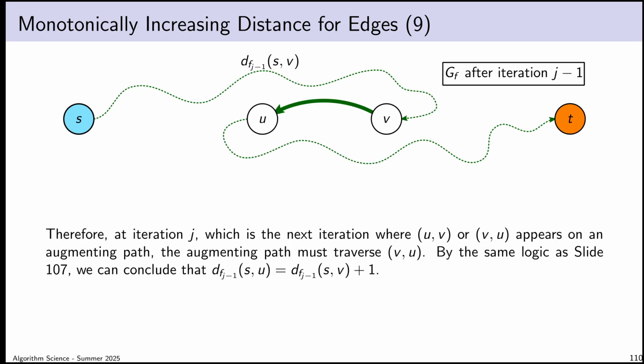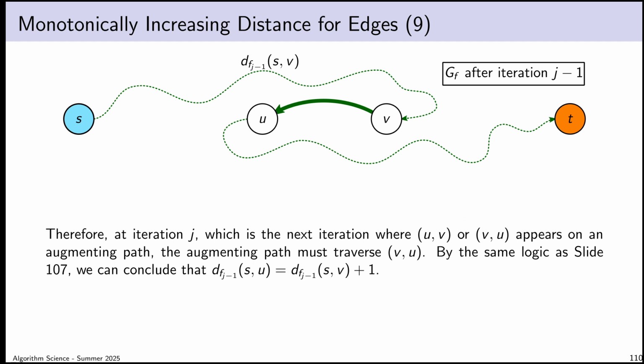Okay, so iteration j is the next iteration where either of uv or vu appear on an augmenting path. And this is why I chose iteration j not to be the next time the edge is critical, just to be the next time the edge shows up at all on an augmenting path. There is no way that either uv or vu shows up on an augmenting path between iteration i and iteration j, because of how I defined j. So iteration j is the next iteration after i where either direction of the edge appears on an augmenting path.